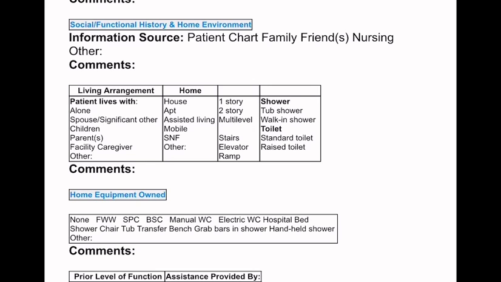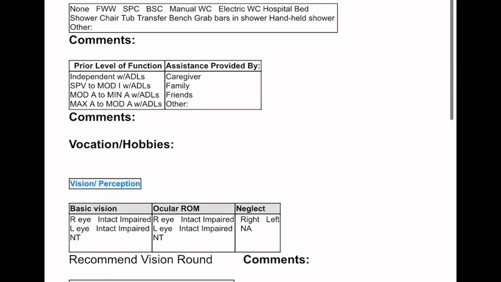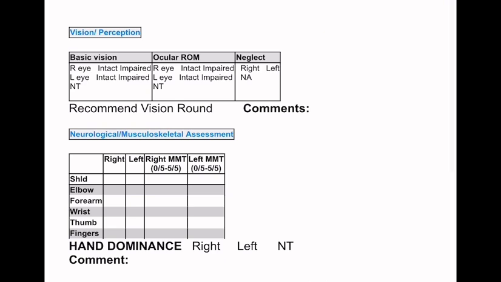The next section is Cognition Assessment. This section evaluates a patient's mental status, including general alertness, orientation, ability to follow directions, safety awareness and attention span, and communication skills. You can ask an example question such as, "Can you tell me your full name and where you are now?" Next is Social Functional History and Home Environment.